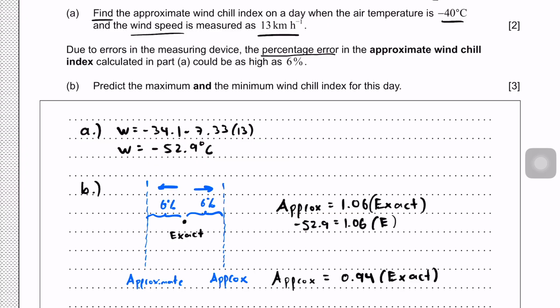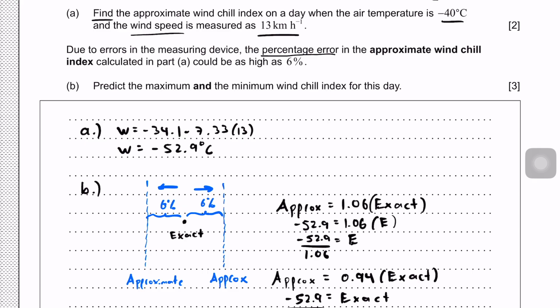And if we wanted to, we could solve this, or we could just say e and then divide by 1.06. And that would be negative 52.9 divided by 1.06. In the same way here, if this is negative 52.9, again, let's divide both sides by 0.94 just to get rid of this. And then our exact could be negative 52.9 divided by 0.94, or negative 52.9 divided by 1.06.